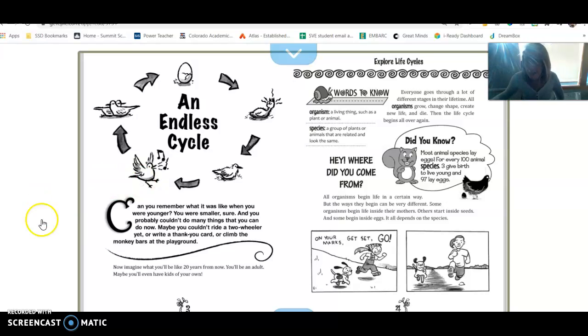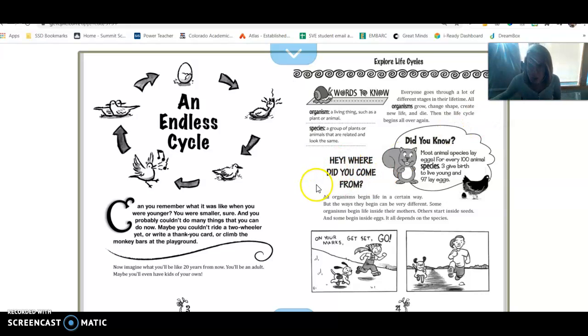They look alike. Okay. Everyone goes through a lot of different stages in their lifetime. All organisms, here's our definition: all organisms grow, change shape, create new life, and die. Then the life cycle begins all over again. Did you know most animal species lay eggs? For every 100 animal species, 3 give birth to live young and 97 lay eggs. That means most things lay eggs.